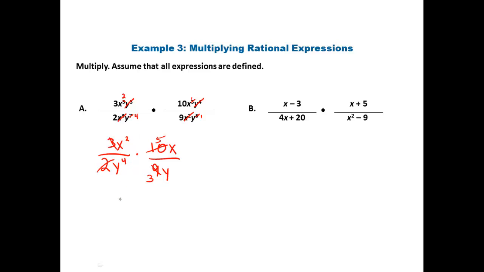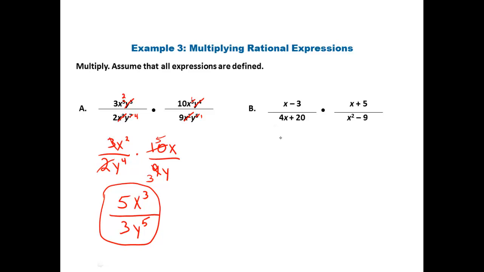So the numerators, let's see, 5x to the 3rd, right, because we had x squared here and x here. And then on the bottom, we have 3, and then y to the 4th, and z to the 5th. And there's our answer. Okay, let's move on to B.